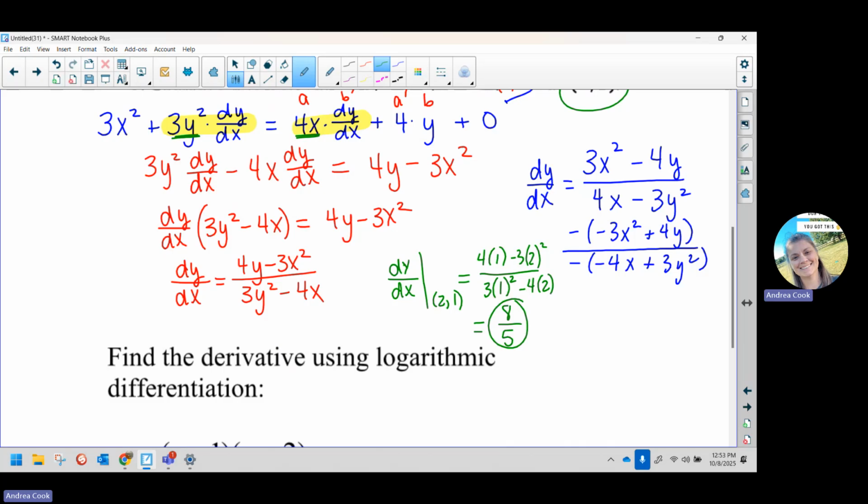We've got to lock in for this last one. It's a negative over a negative, which turns into a positive.